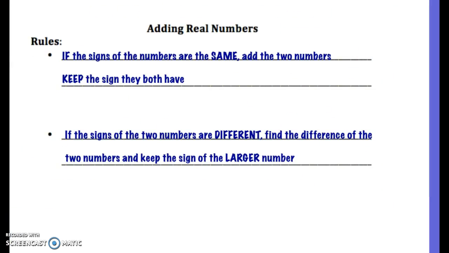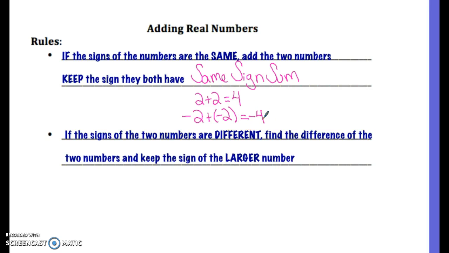We are going to add real numbers. When you are adding real numbers, there's 2 rules that you have to follow. The first one, if the signs of the number are the same, you will add the 2 numbers and keep the sign they both have. I like to call this same sign sum. So if I had 2 plus 2, well, we know that that's +2, +2. They're the same sign. It would be 4. But if I had -2 plus -2, they both also have the same sign. So I would get -2 plus -2 is -4.